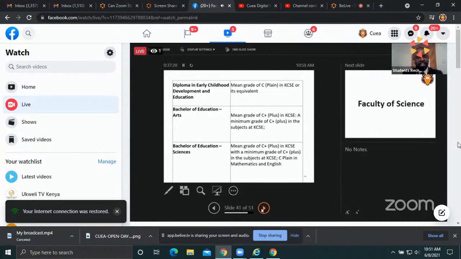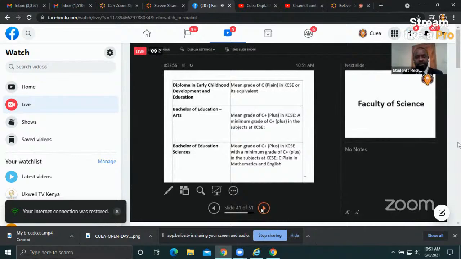Just like in the previous program, we expect those who come from international programs and have done IGCSE or year 11 program, you're supposed to have at least 5 credits in the courses that you will have done. We have Bachelor of Education Arts and we have Bachelor of Education Sciences in various combinations. In these programs, we expect the students to have a minimum of a C+ in KCSE and a minimum grade of C+ in the teaching subjects at KCSE.